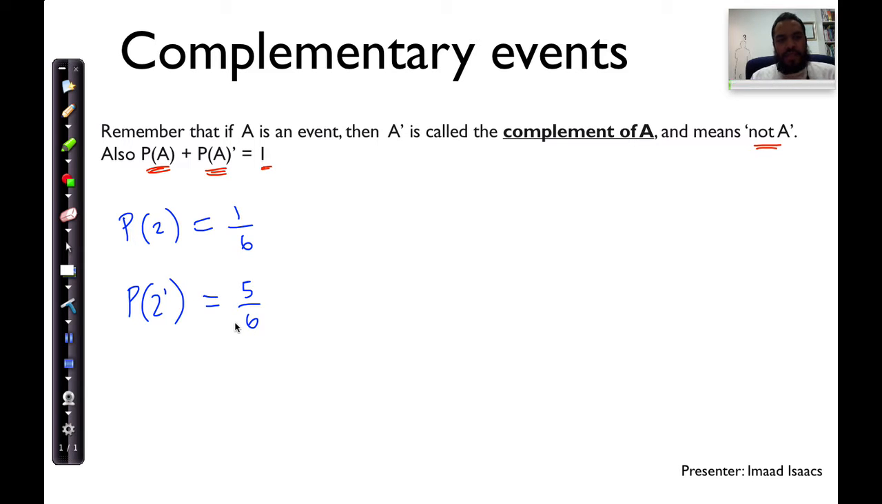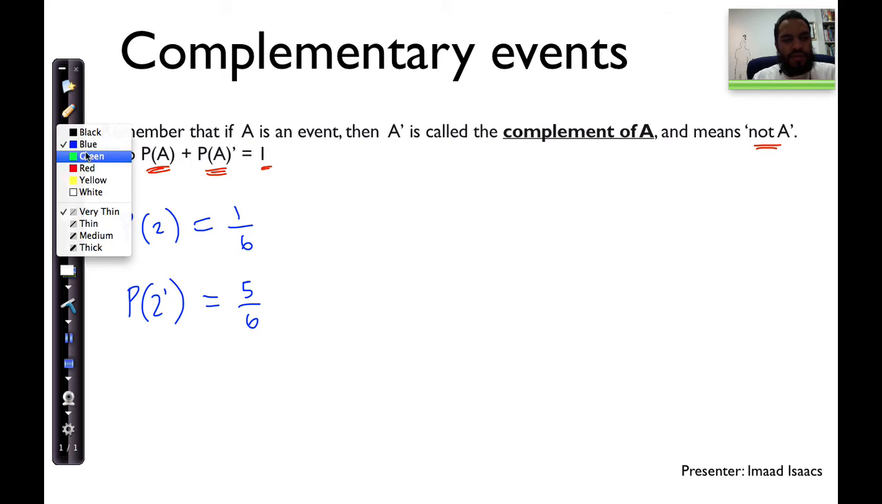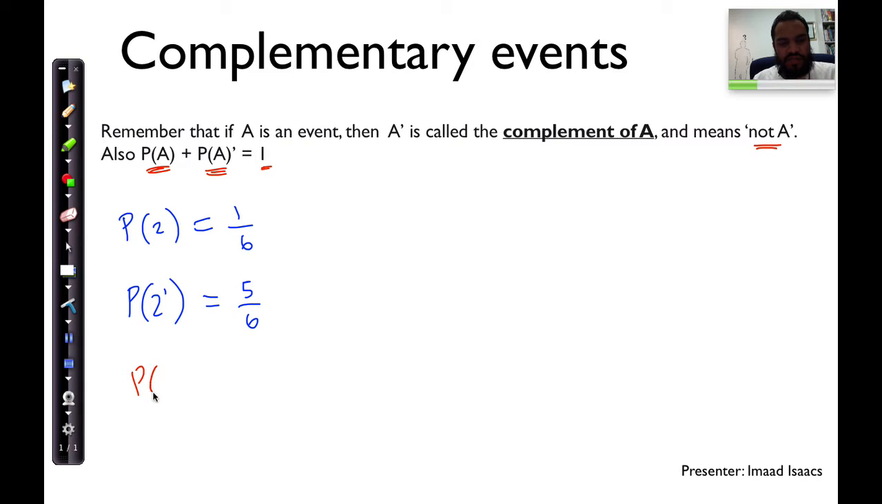Now, if I ask you to test whether these two events are complementary, the condition that makes them complementary is essentially when I test for it and say the probability of 2 plus the probability of not 2 is equal to 1 out of 6 plus 5 out of 6, which is essentially equal to 1, and therefore this must be complementary.